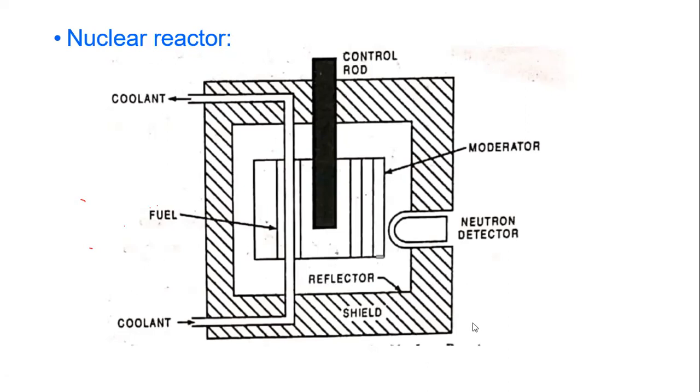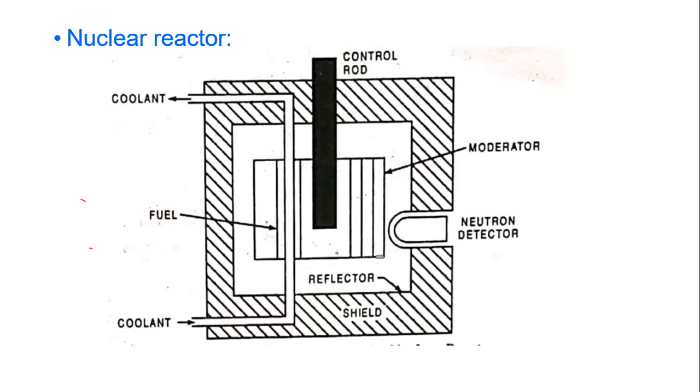Next one is the shielding. In shielding we have thermal shielding and biological shielding. Thermal shielding is used to protect against alpha and beta particles.